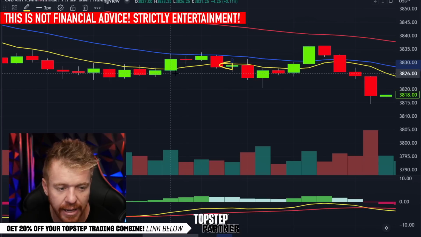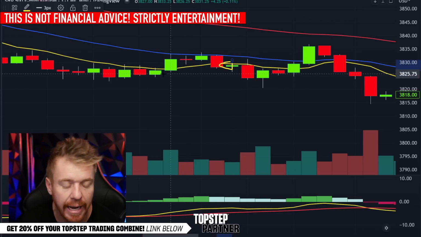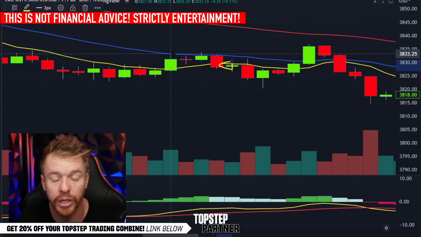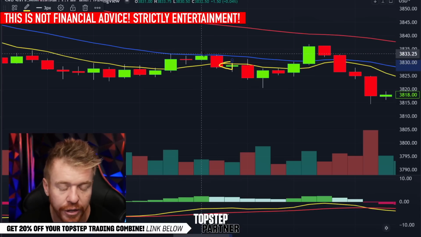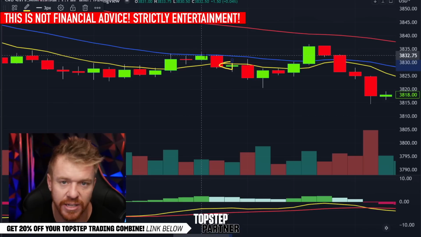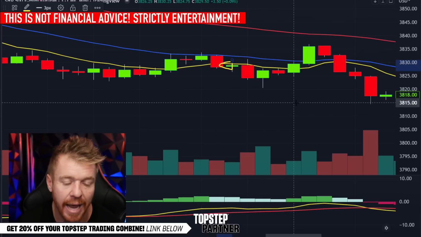So the idea again, guys, is there's the 8 EMA, the yellow line. Once we get back above that 8 EMA, we're looking to see what happens. If we're looking for a short, we obviously want that 21 EMA, the blue line, to act as resistance and then send us back down.